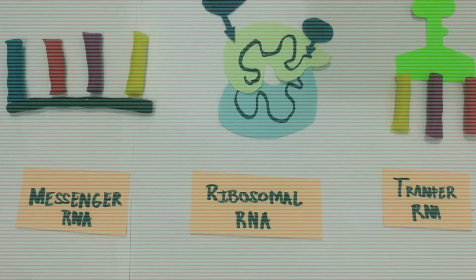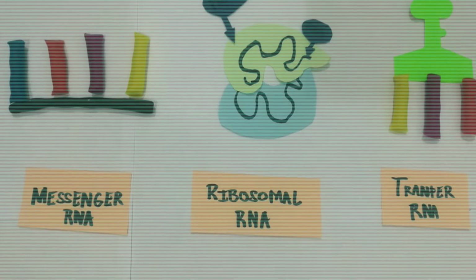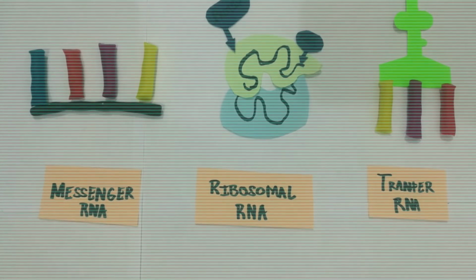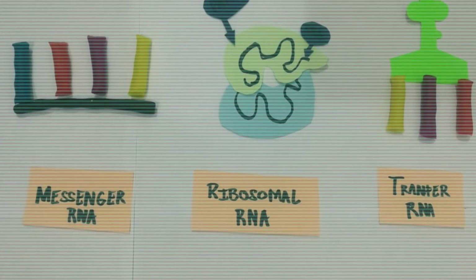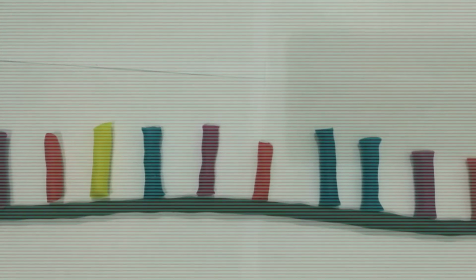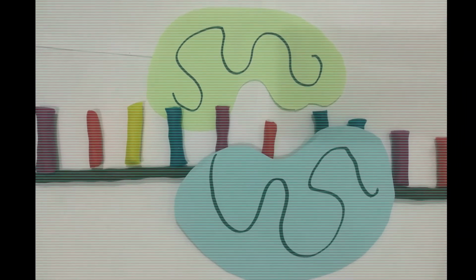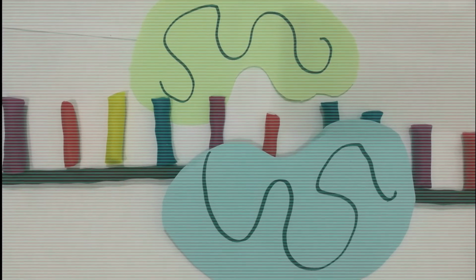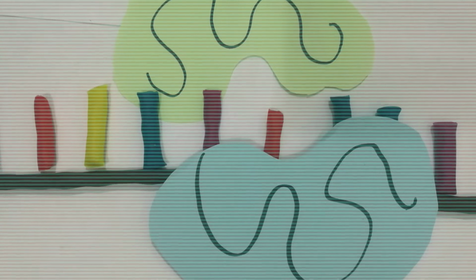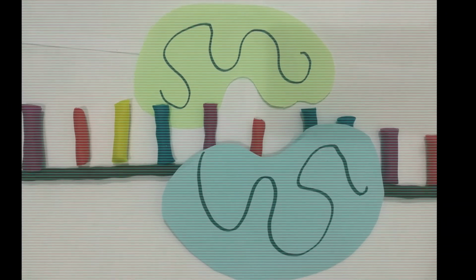There are also main key players in the process of protein synthesis, namely the messenger RNA, ribosomal RNA, and transfer RNA. The rRNA is called the protein builder of the cell and is responsible for reading the order of amino acids and linking amino acids together.